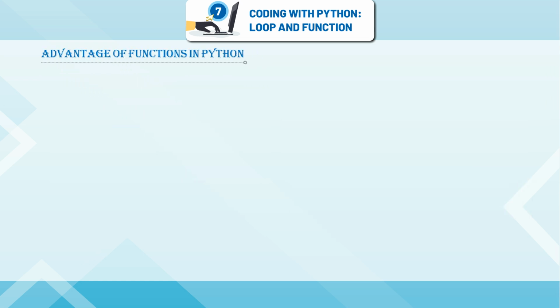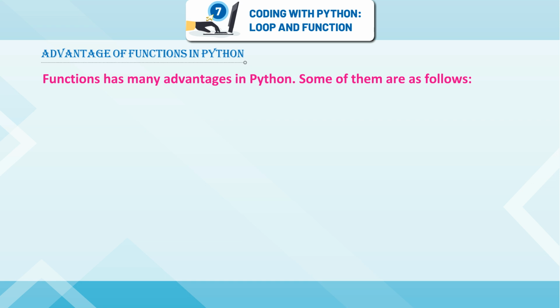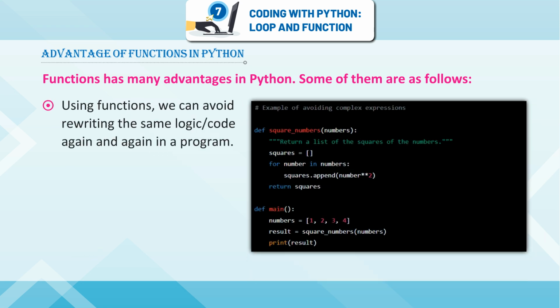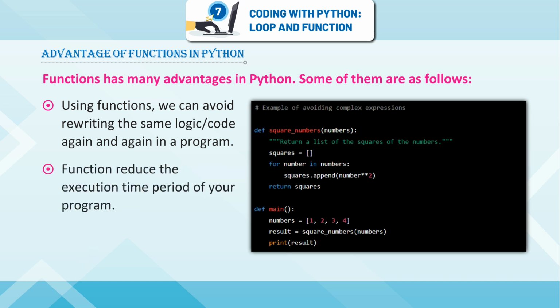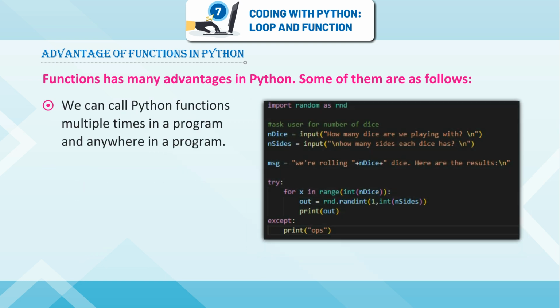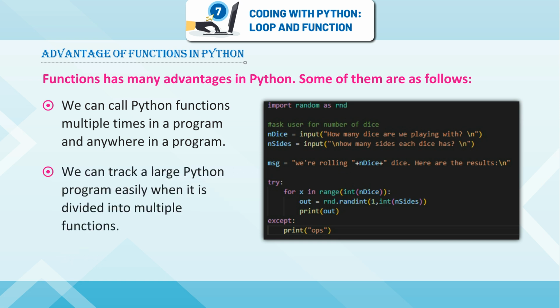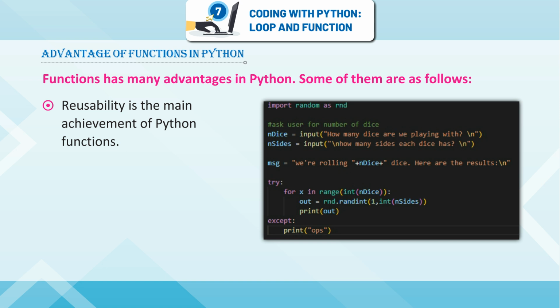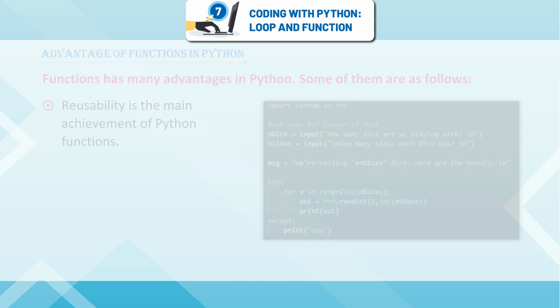Advantages of functions in Python. Functions have many advantages in Python. Some of them are as follows. Using functions, we can avoid rewriting the same logic or code again and again in a program. Functions reduce the execution time of your program. We can call Python functions multiple times in a program and anywhere in a program. We can track a large Python program easily when it is divided into multiple functions. Reusability is the main achievement of Python functions.